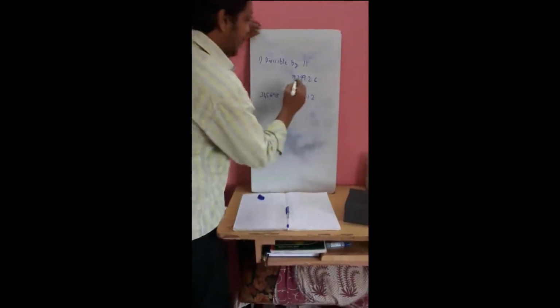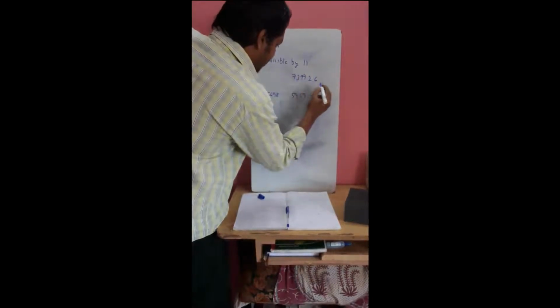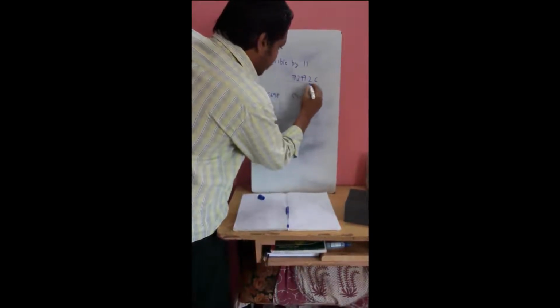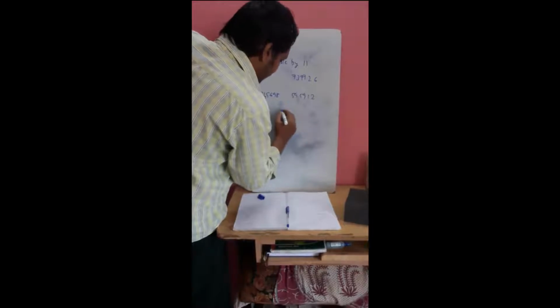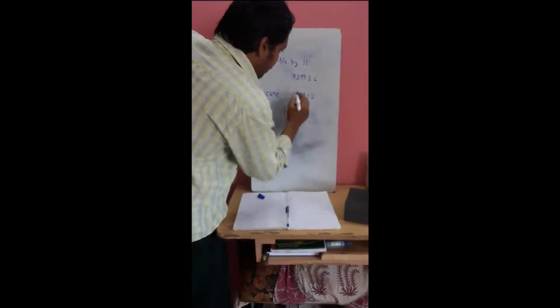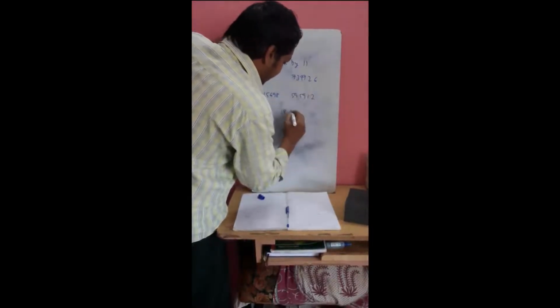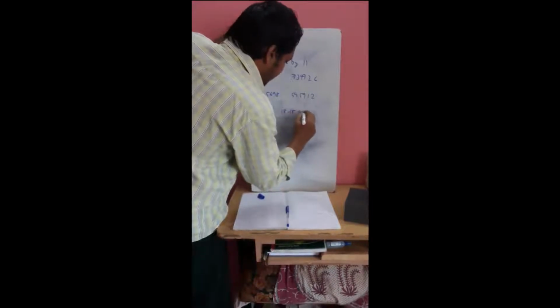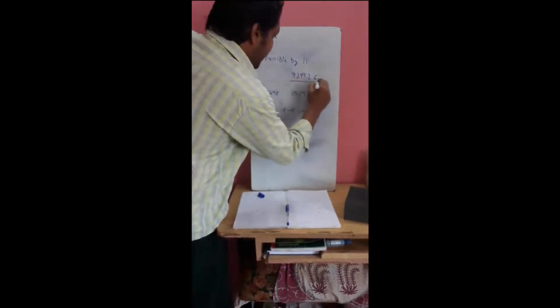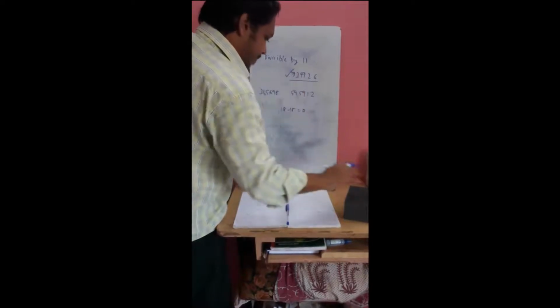Now let us take the number 739926. 7 plus 9 plus 2 is 18. 3 plus 9 plus 6 is 18. The difference between 18 and 18 is 0, and hence 739926 is divisible by 11.